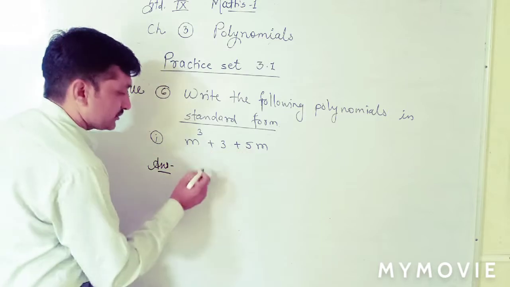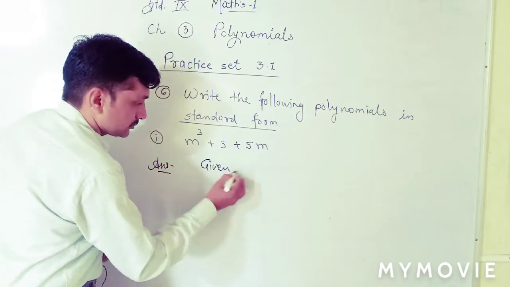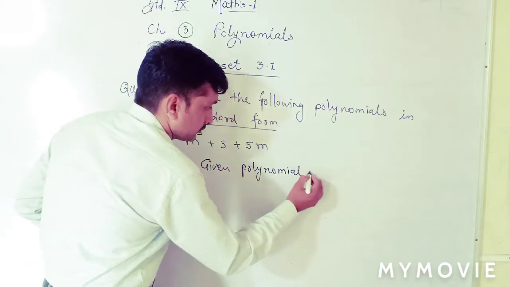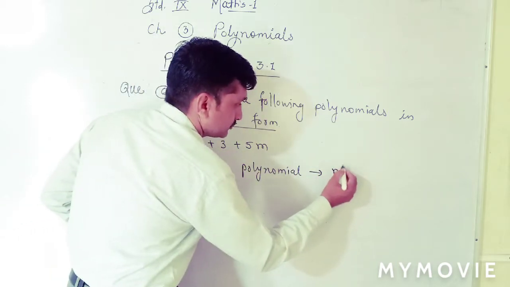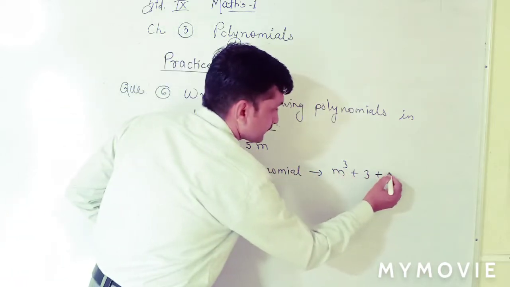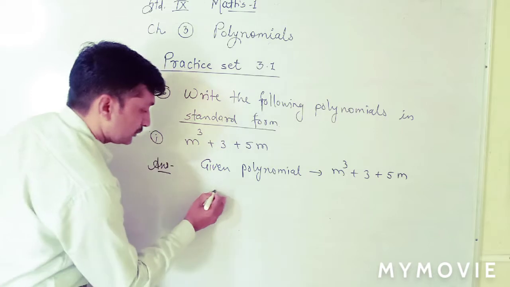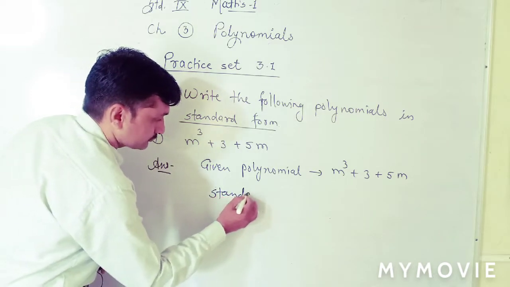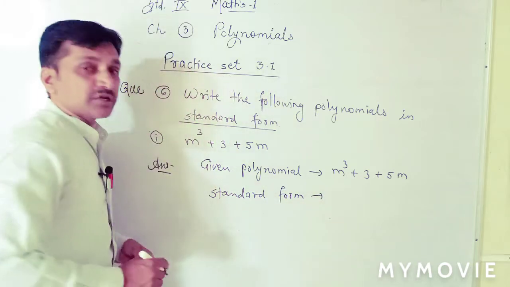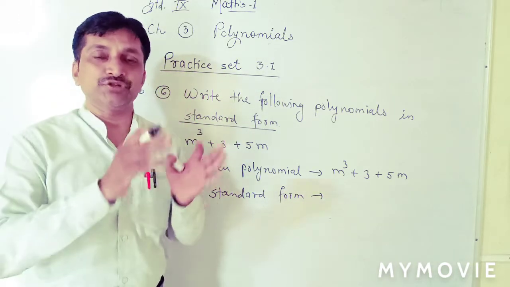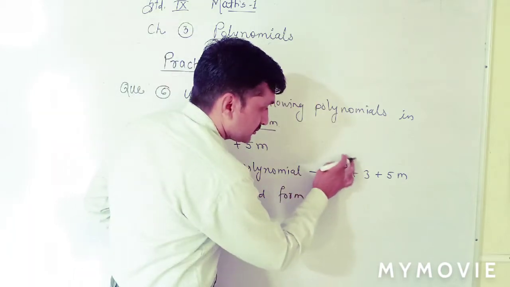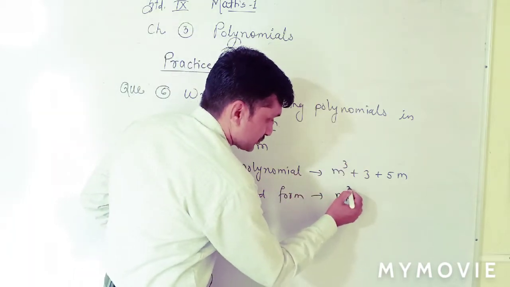Answer. First I write the given polynomial as it is. Given polynomial: m cube plus 3 plus 5m, and now let's write that in standard form. In standard form, what do we have to do? We have to arrange only the powers. What is the highest power here? 3, so m cube first.